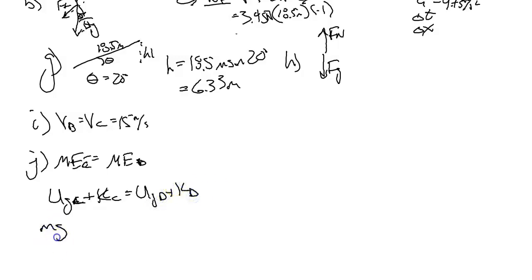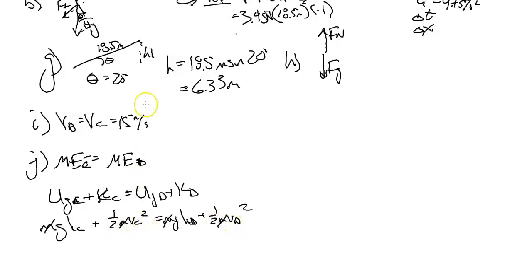Fill in those equations: mass times gravity times height of C plus 1/2 mass velocity C squared equals mass times gravity times height at D plus 1/2 mass velocity at D squared. There is a mass at every term, so it'll cancel out. And now we are going to be solving for the velocity at D.